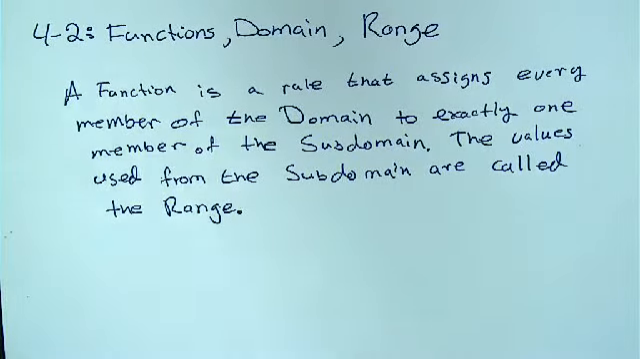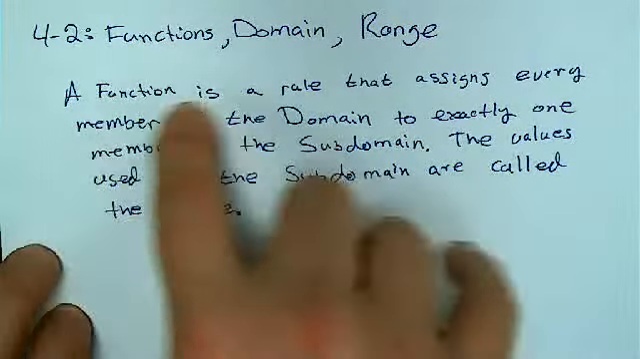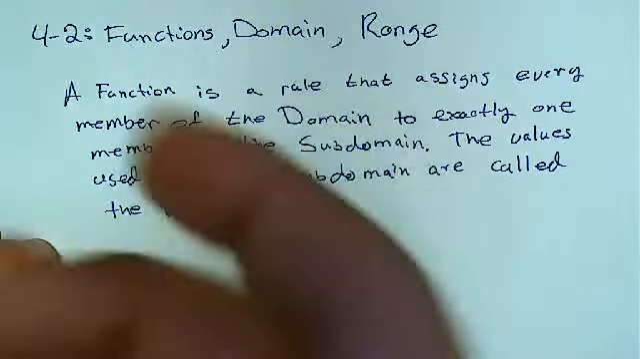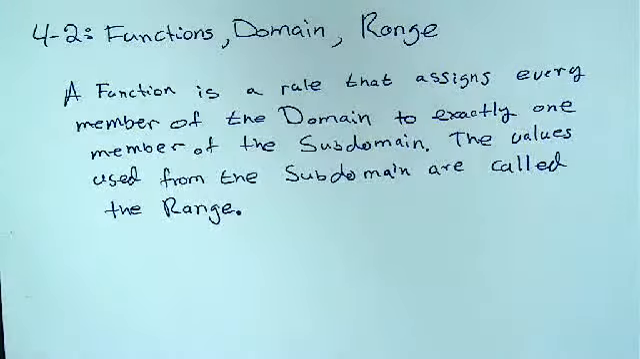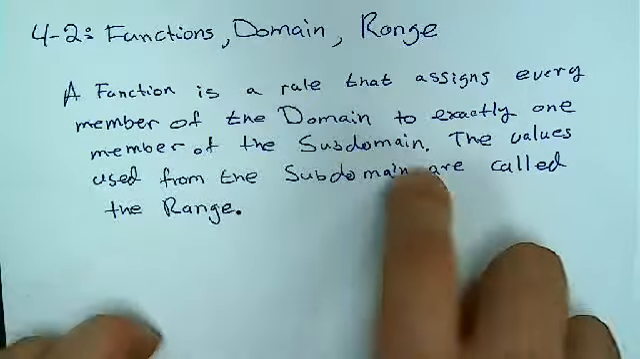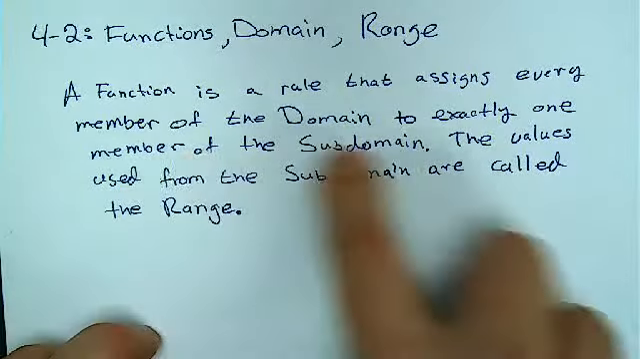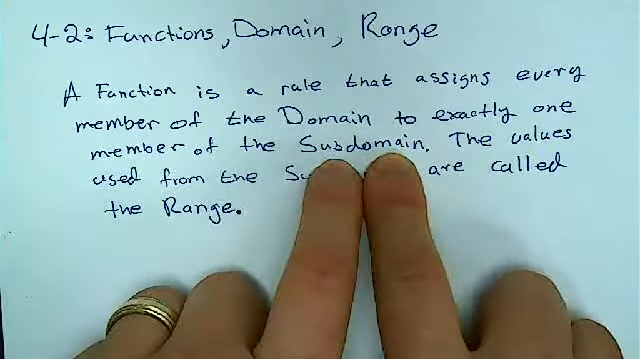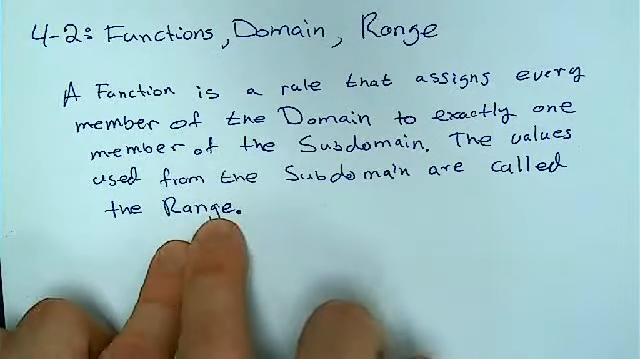All right, so let's review the definition again. A function is a rule that assigns every member of the domain, so that's some group that we're going to be taking things out of, we're going to draw from. We're going to use a rule to assign that to a member of another group. Now, the technical term is subdomain, and the one I do use we call the range.